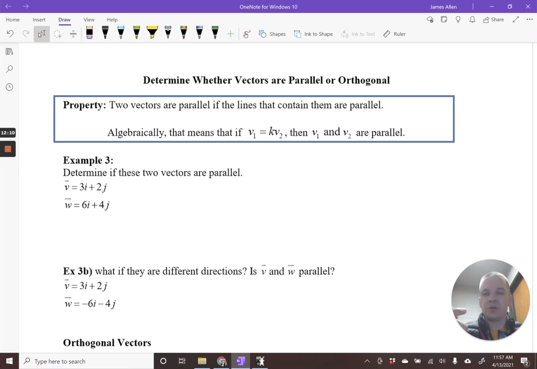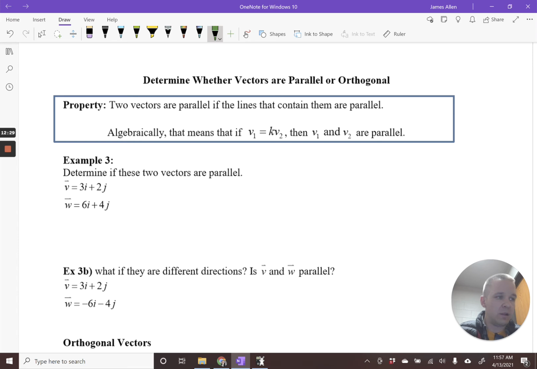All right, so two vectors are parallel. Let's start with parallel. If the lines that contain them are parallel, okay? Basically, in other words, if those two vectors have the same slope, they're parallel, okay? So let's determine first off if these two are parallel.